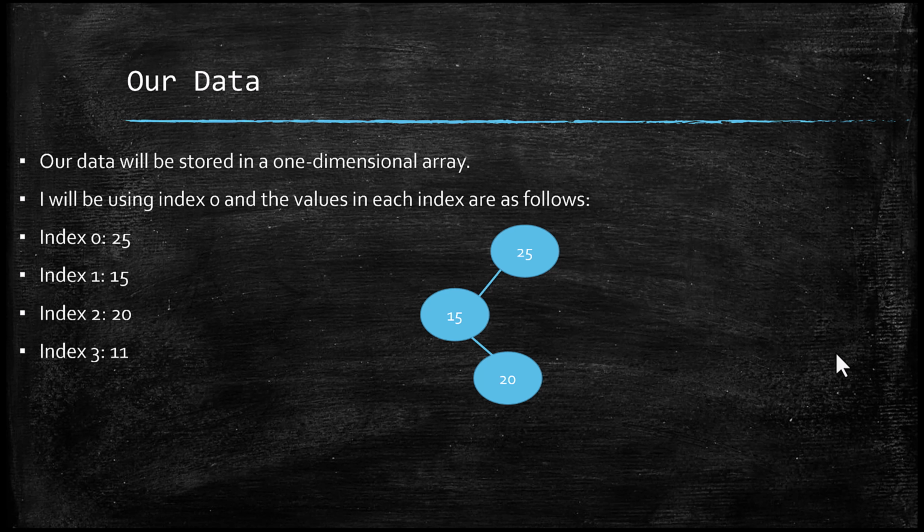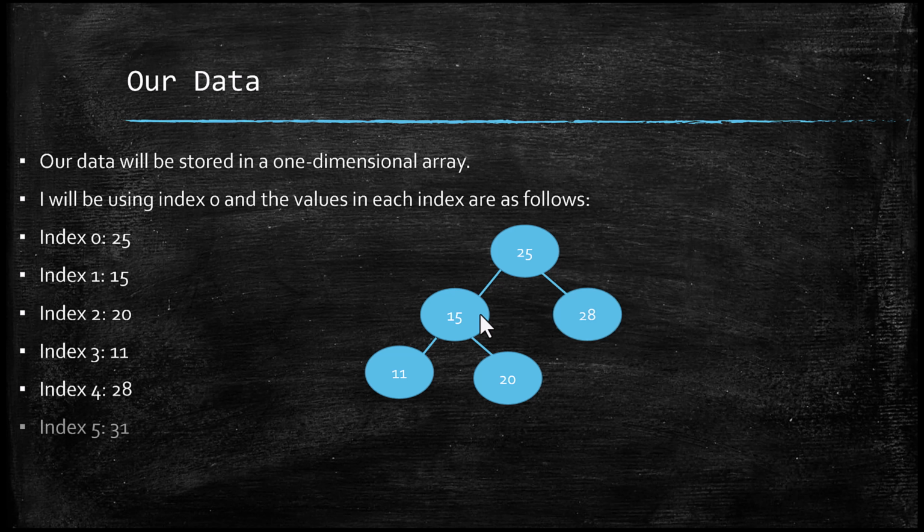My next value is going to be 11. 11 is less than 25, so I'm going to the left side of the tree. There is already something here inside this node, so I compare it to 15. I know 11 is less than 15, so it's going to go to the left of 15. My next value is 28. 28 is greater than 25, so I know it's going to the right side of the tree. Currently, there's nothing on the right side, so that's going to be the first node on the right side of the tree. The next value is 31.